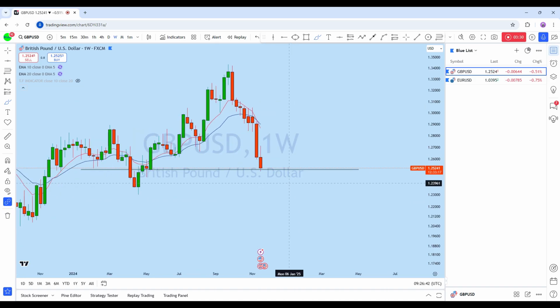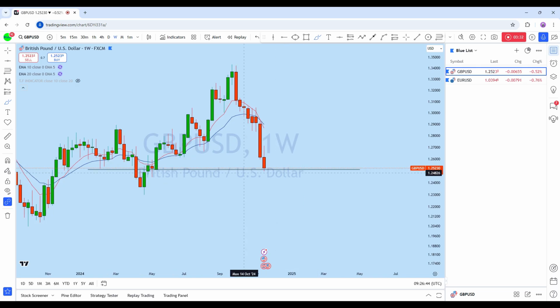Every week the market is forming a series of lower highs and lower lows. If we look closely, we can see the market is already below this support level, and I think that if we see an initial pullback, we can expect further downside on GBPUSD.